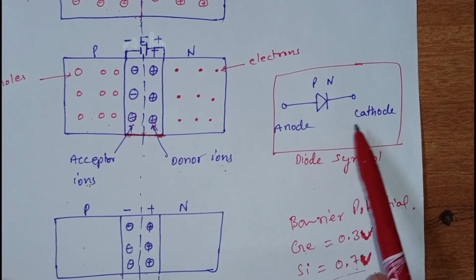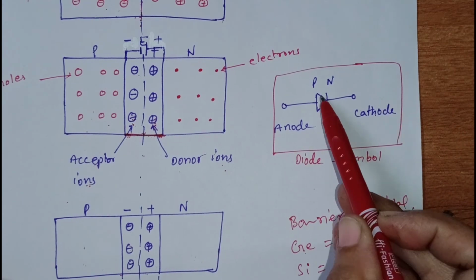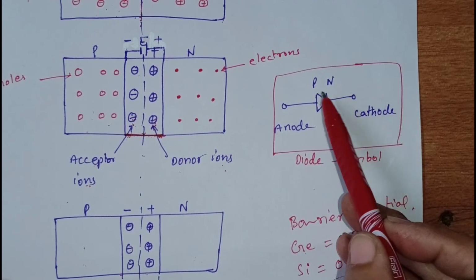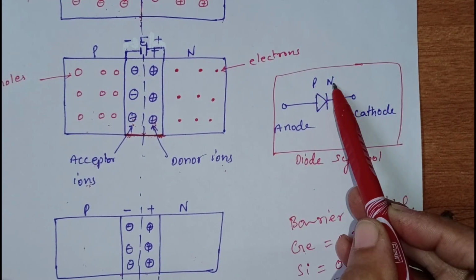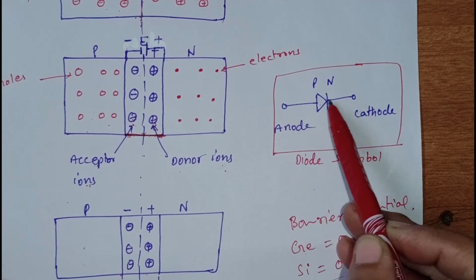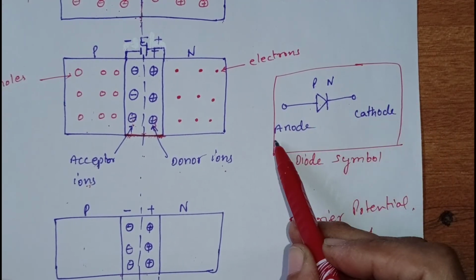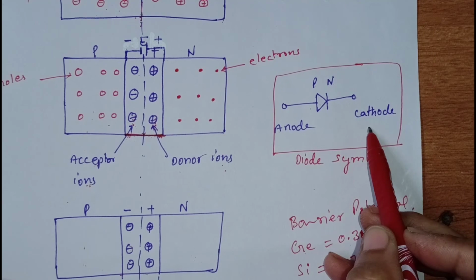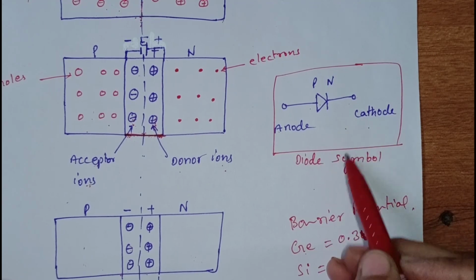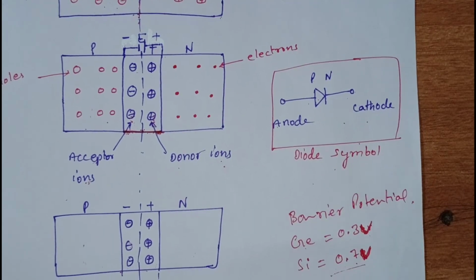The symbol of PN junction diode is this. This side shows p side, p region, and this side shows n region, and these are the two terminals of PN junction diode. This is anode and this is cathode. So this is the symbol of PN junction diode.